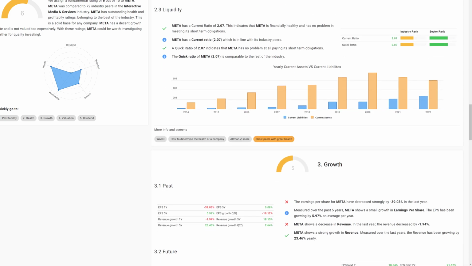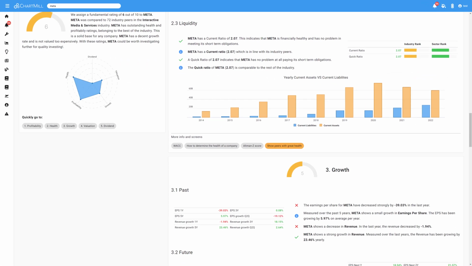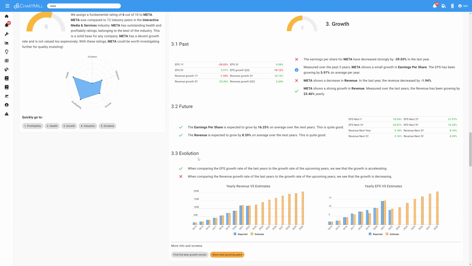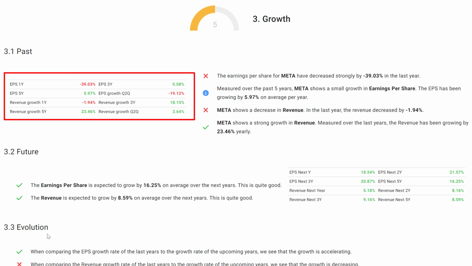This looks at whether the company is able to meet its short-term financial obligations with available short-term assets, like the cash position and inventories. The ratios used for this purpose are the quick and current ratio. The current ratio is more conservative in the sense that available inventories are not taken into account for the current assets. For the third section, growth, a distinction is made between the past and the future. Both the earnings per share and revenue growth ratios are covered in this section. For both ratios, the performance of the past 5 and 3 years is considered, as well as the past year. Also, the quarter-to-quarter performance is considered.